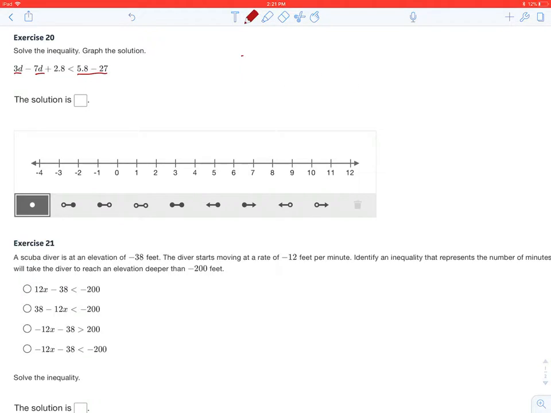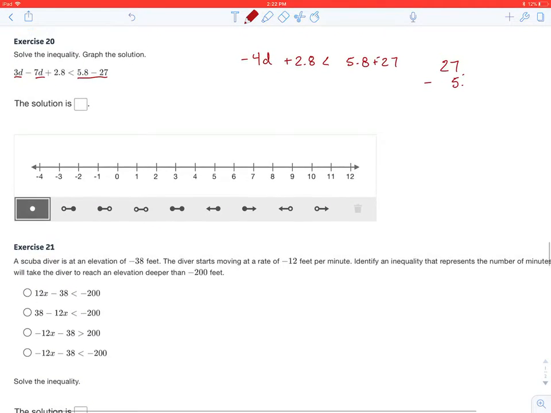If we simplified number 20 down, we would get negative 4d plus 2 8/10 is less than 5 8/10 minus 27. Well, I can turn that into 5 8/10 plus negative 27. Different signs, so I'm going to subtract the numbers. Make sure that you are lining up your decimals. I'm going to line up my ones place with my ones place. That 5 is in the ones place, and the 7 in 27 is in the ones place.